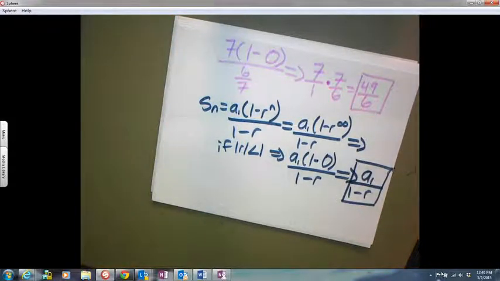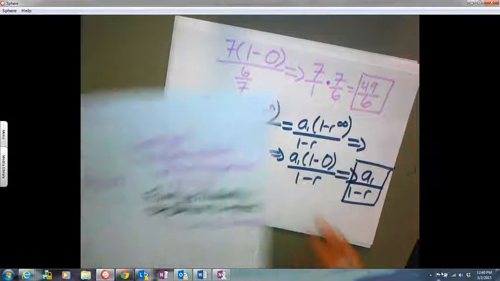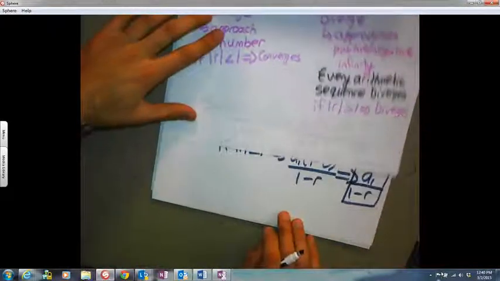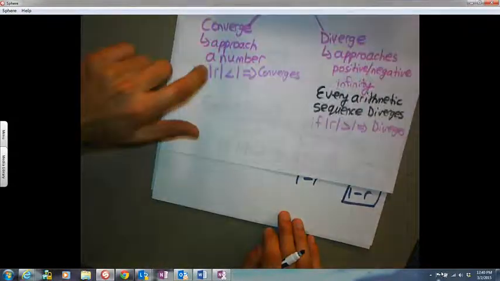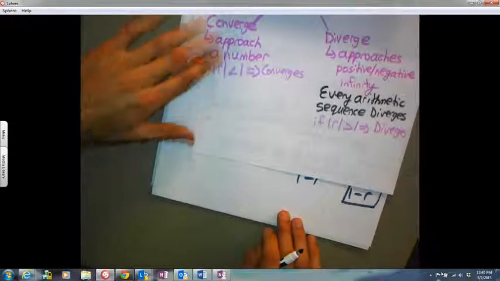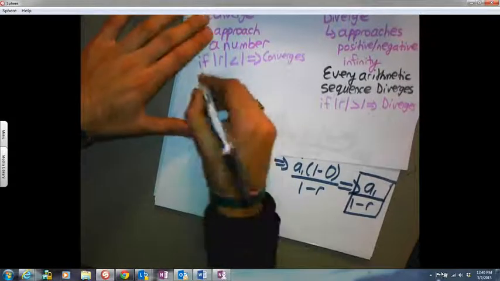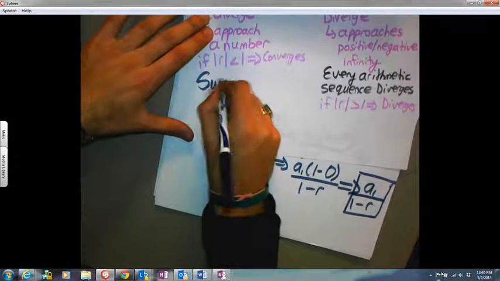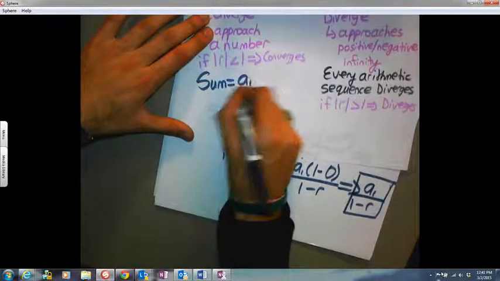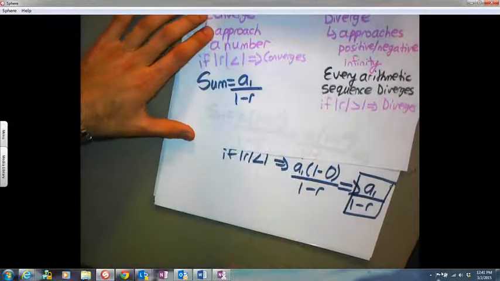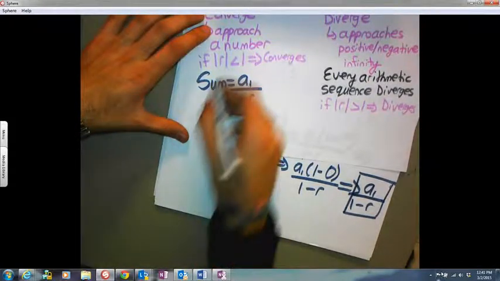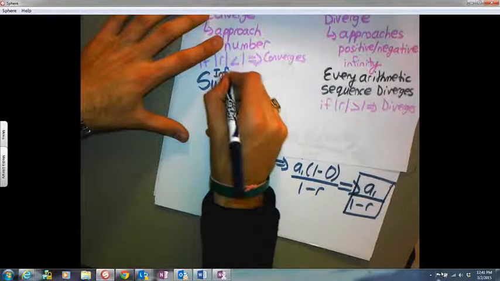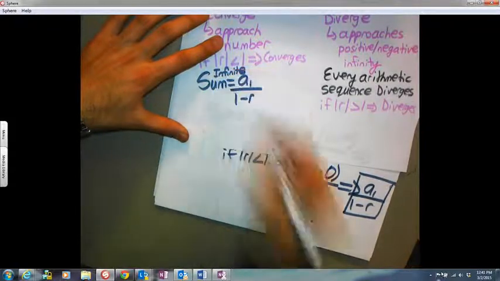So, the final step is that if you have a converging geometric sequence, if the absolute value of r is less than 1, then the sum is a1 over 1 minus r, or the infinite sum is a1 over 1 minus r.